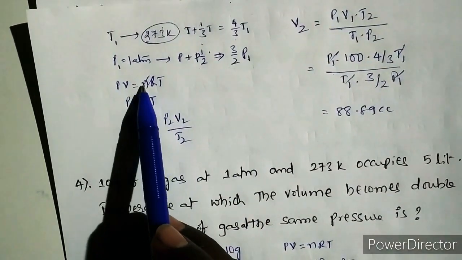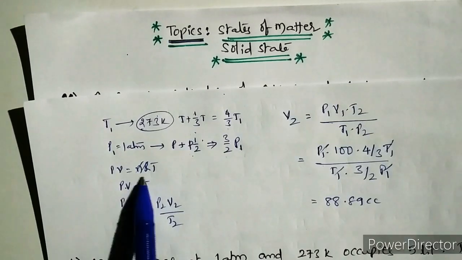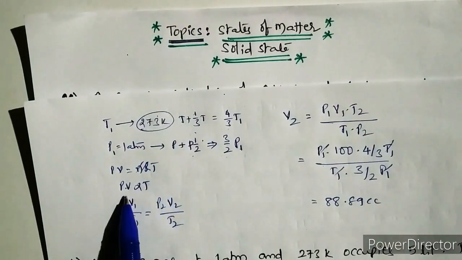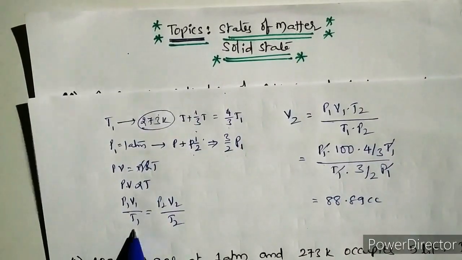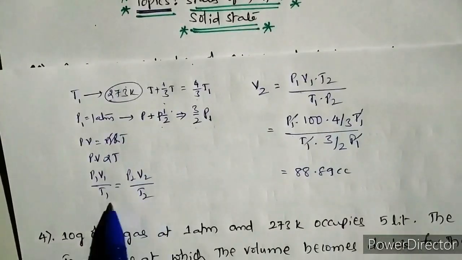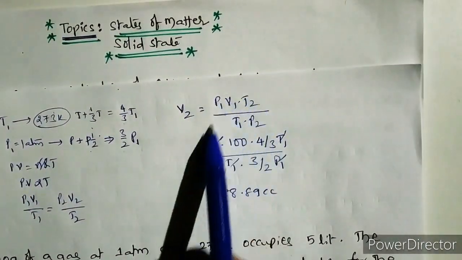So N, you have nothing to do with the number of moles and universal gas constant, so both get constant. So PV is directly proportional to T. Now if you change this into two different situations, now V2 is equal to, you have to find V2, right? Now V2 is equal to this value.